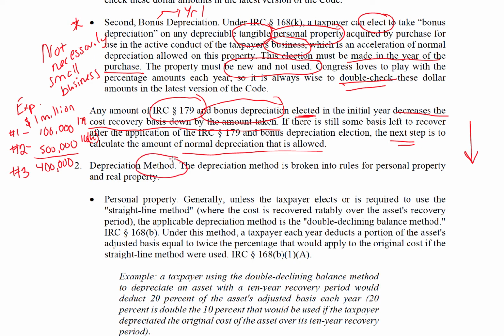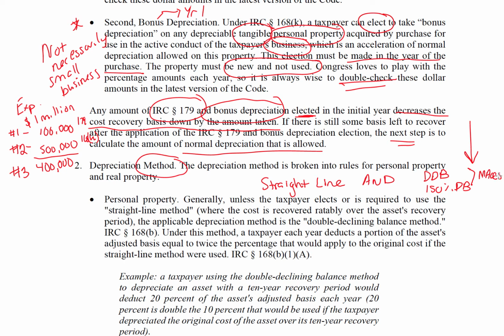So possible methods include straight line, and double declining balance, and 150% declining balance. These are some of the methods. There's other ones in the Internal Revenue Code, just so you know. But double declining balance and 150% declining balance are generally speaking under MACRS.